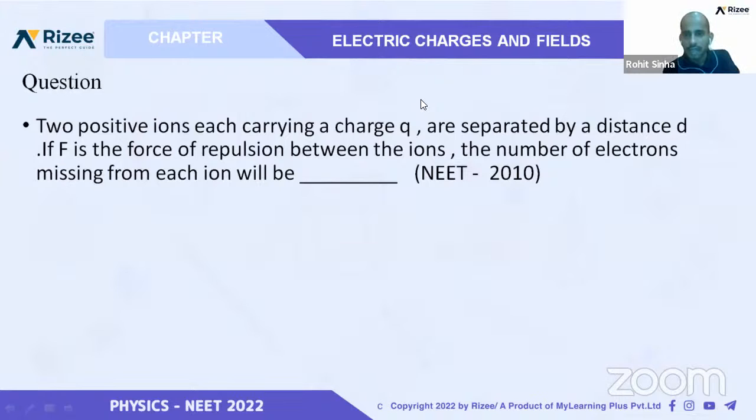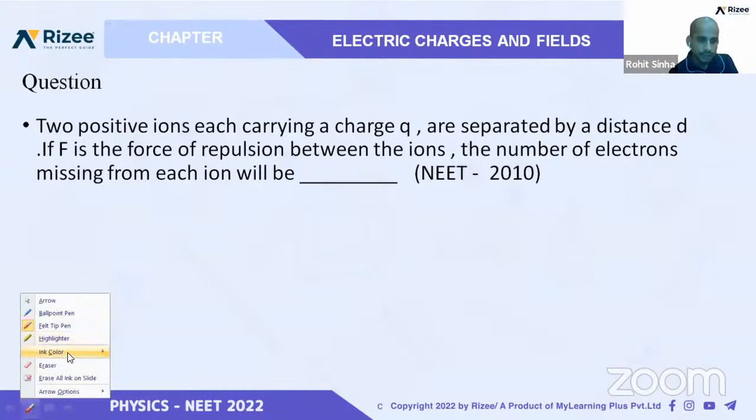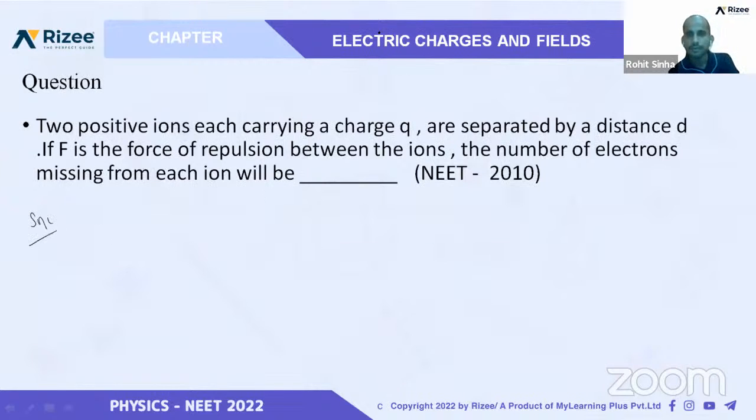Okay. Who has got the answer? Please reply. Who got the answer? Anyone? Try, all of you. Now, no worry. Let me discuss the question.